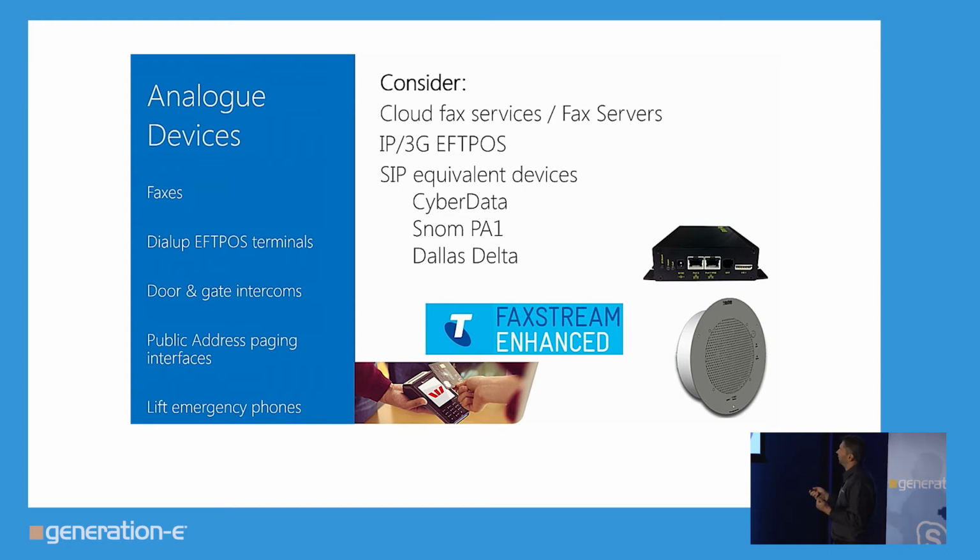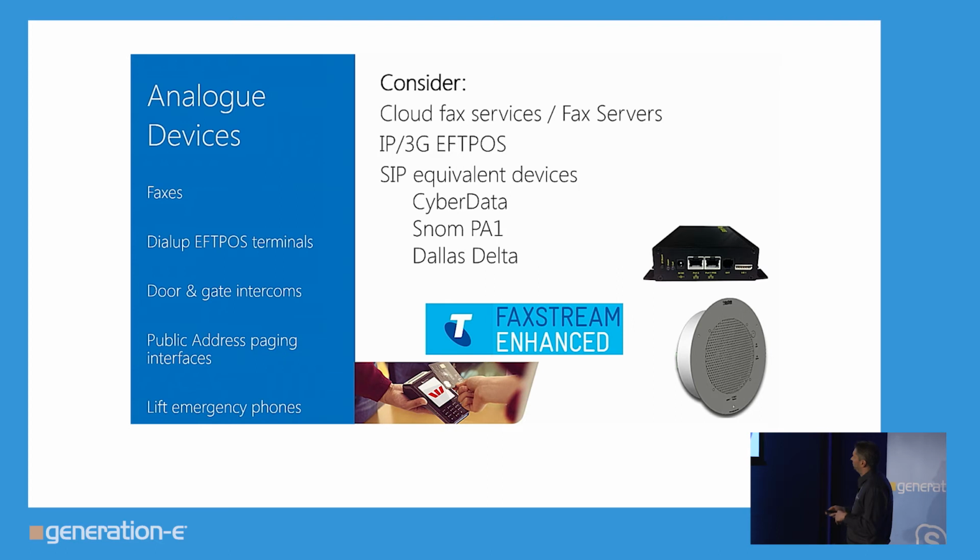We can support these analog devices, but it means deploying more infrastructure. We've got to convert these back to analog ports, and to do that, we have to deploy gateways. If it's faxing or data services in particular, converting fax and data services back to analog over an IP network presents a few challenges, because if you get the slightest bit of loss or issue with that network connection, you'll find that your fax calls will fail or your EFTPOS won't be able to dial up. So it's something we try to avoid. It can be done, but it needs some careful planning.